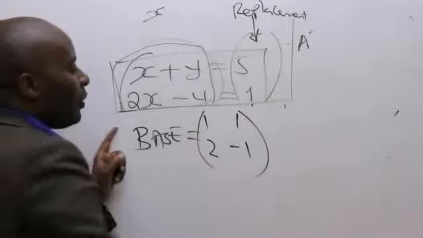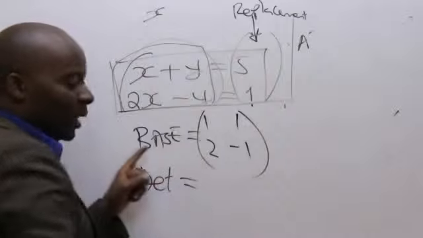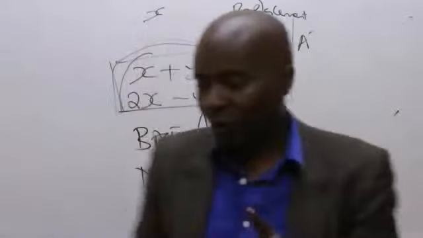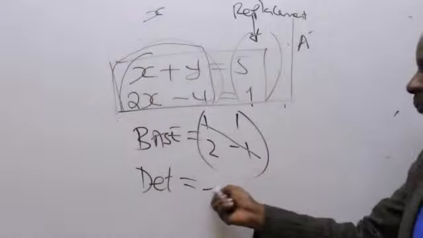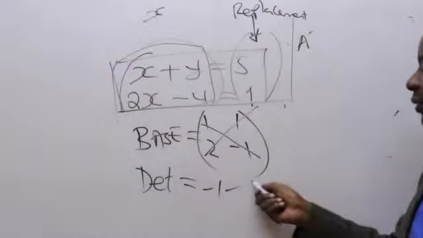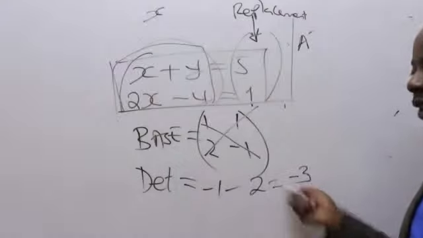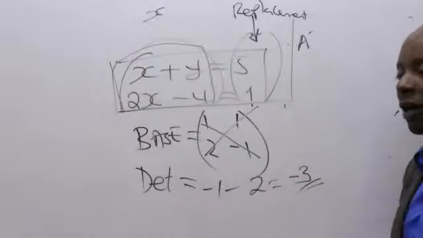So having given me the base matrix, I will very easily give you the determinant. Determinant will be product of primary, which is minus 1, minus product of secondary. You take 2 times 1, that gives me 2. That is how I was able to get minus 3.